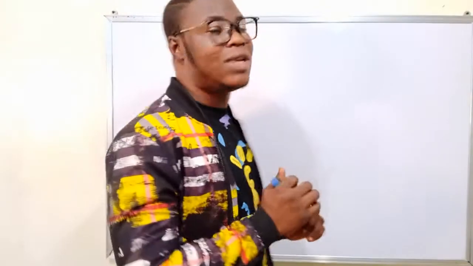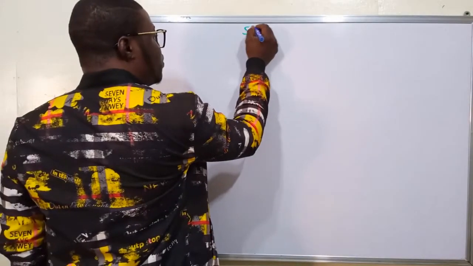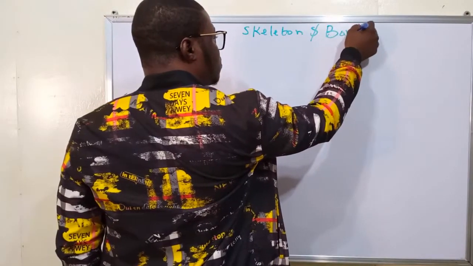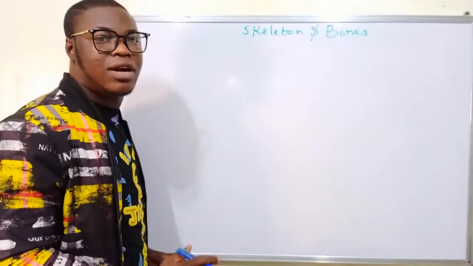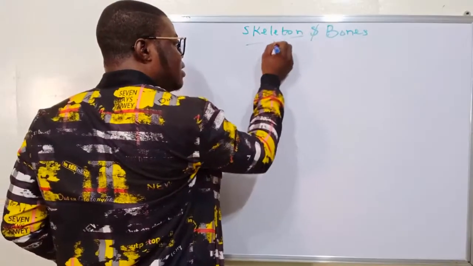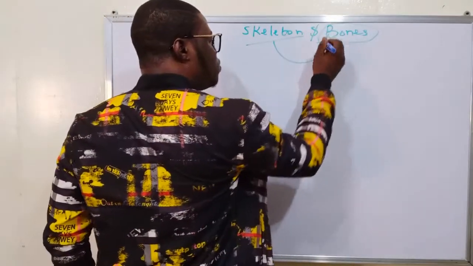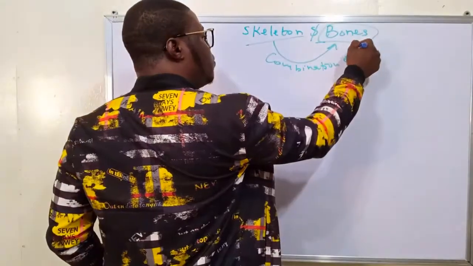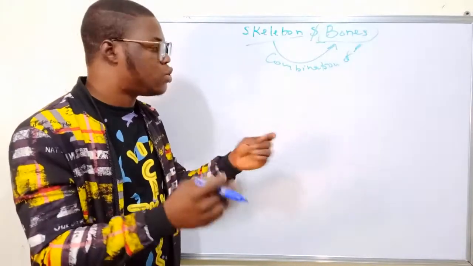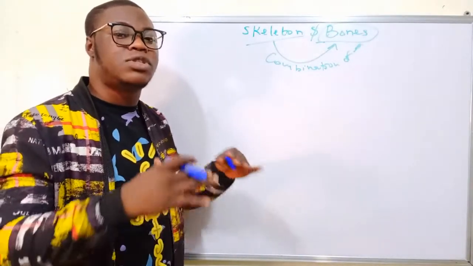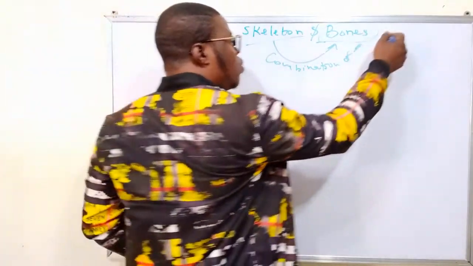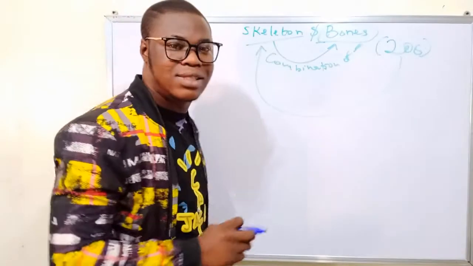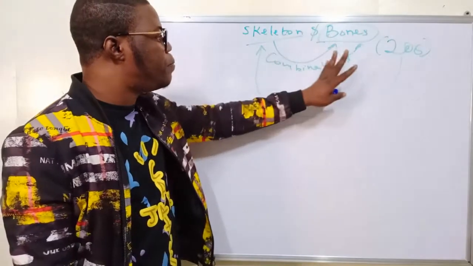Welcome back. So I said we are going to be talking about the skeleton and the bones. Now, to make this easier, just know that skeleton is the combination of bones. It means a bone, 2 bones, 3 bones, 4 bones, up to the total amount of bone in the human body, which is 206 ossicles. So everything forms a skeleton.